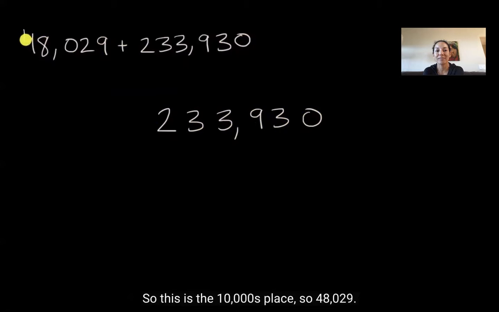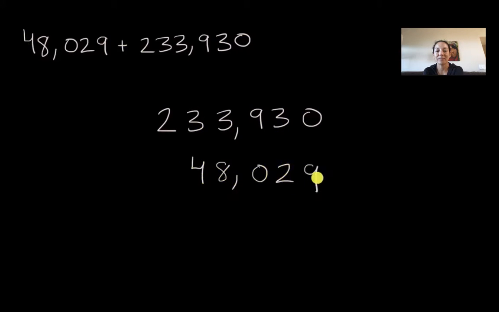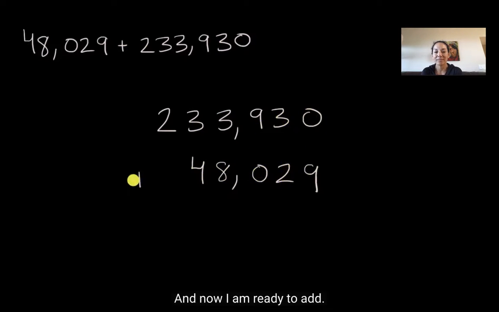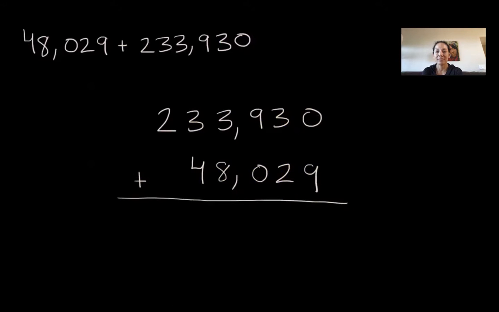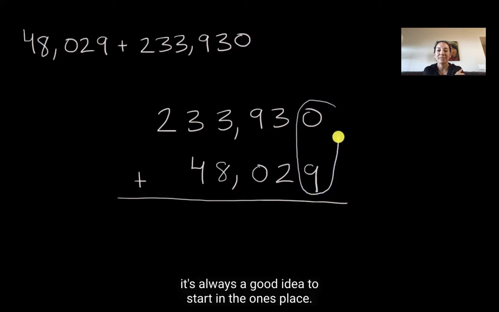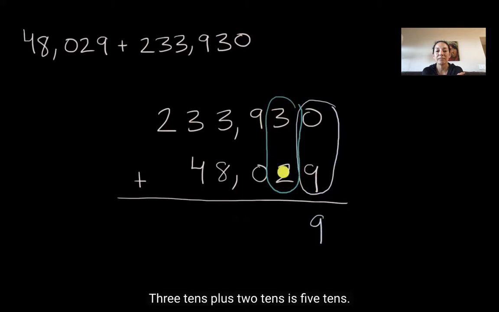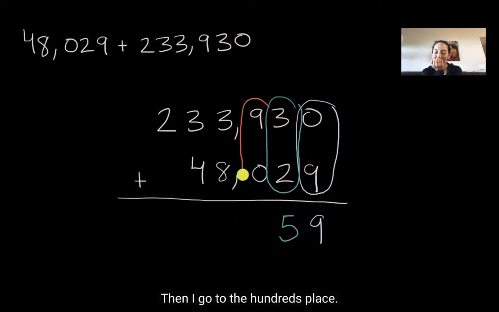So this is the 10,000s place, so 48,000 and 29. So 9 is 9 ones, 0 ones, 2 tens, 3 tens, and so on. And now I am ready to add. Let's start in the ones place. If I'm adding numbers, it's always a good idea to start in the ones place. 0 ones plus 9 ones is 9 ones. Then I can go into the tens place. 3 tens plus 2 tens is 5 tens. This is going well. All right. Then I go to the hundreds place. 9 hundreds plus 0 hundreds.